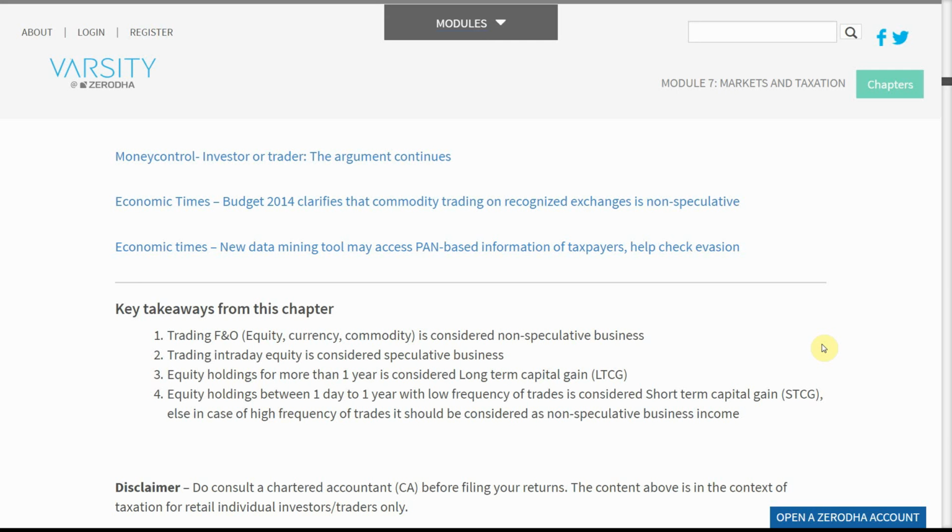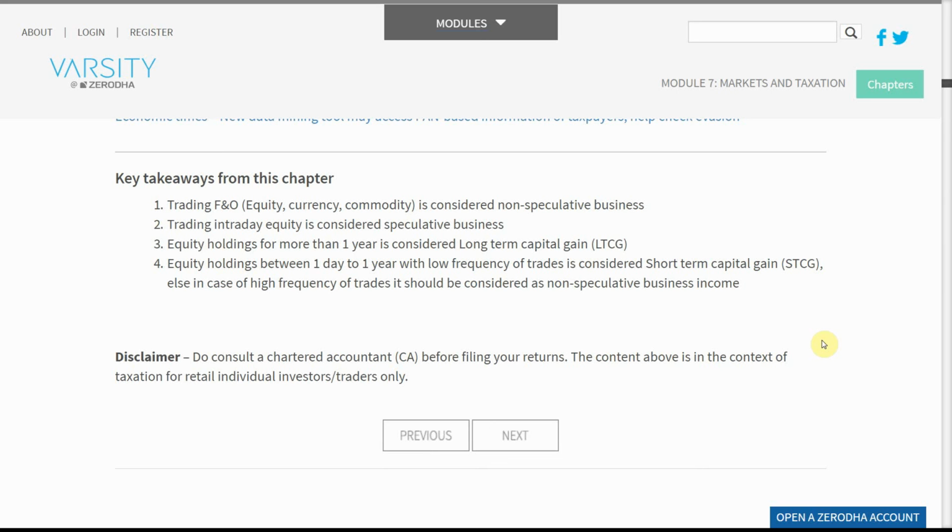Key takeaways from this chapter. Trading F&O, equity, currency, commodity is considered non-speculative business. Trading intraday equity is considered speculative business. Equity holdings for more than 1 year is considered long-term capital gain, LTCG. Equity holdings between 1 day to 1 year with low frequency of trades is considered short-term capital gain, STCG. Else, in case of high frequency of trades, it should be considered as non-speculative business income. Disclaimer, do consult a chartered accountant, CA, before filing your returns. The content above is in the context of taxation for retail individual investors, traders only.